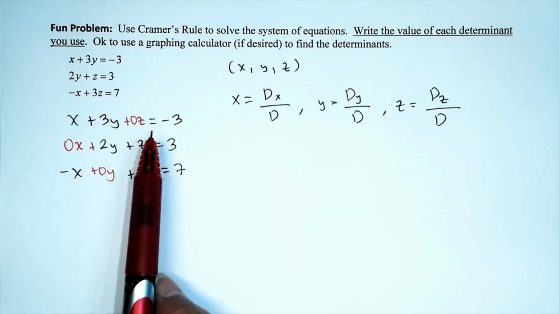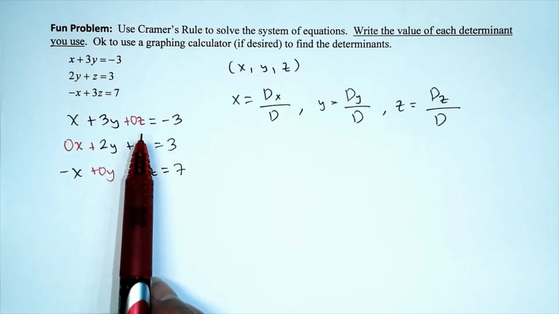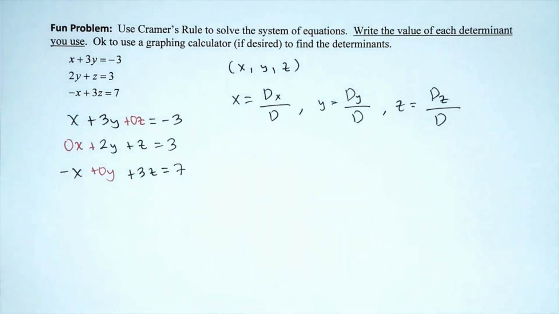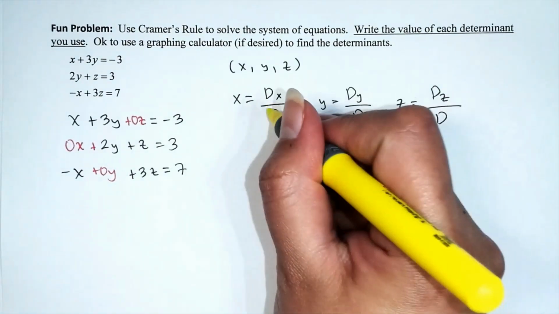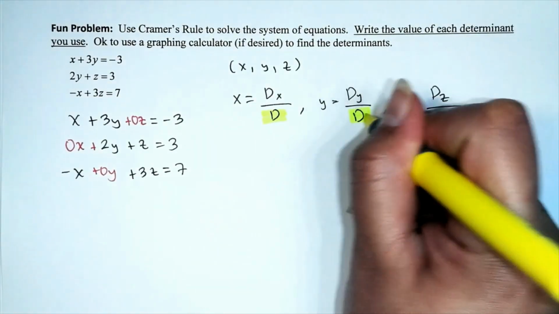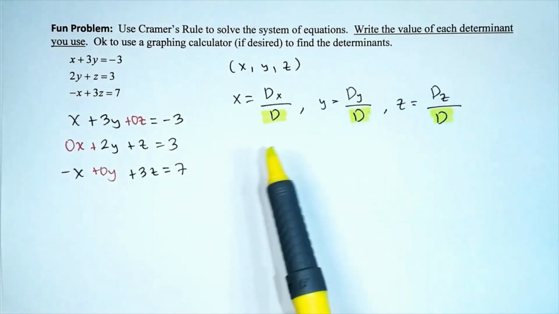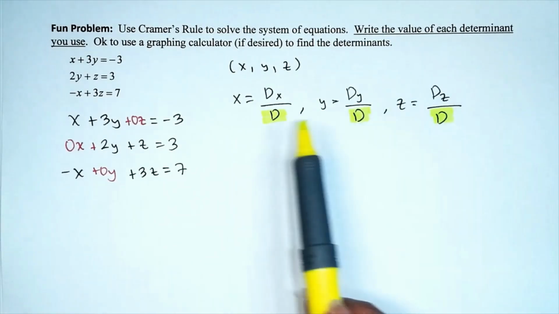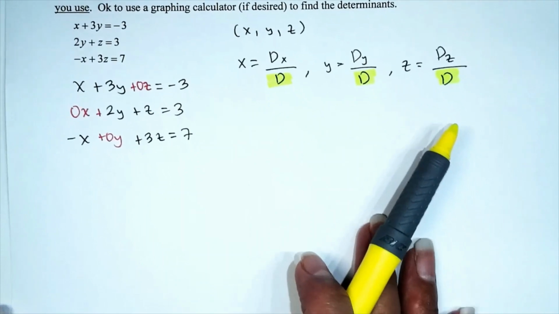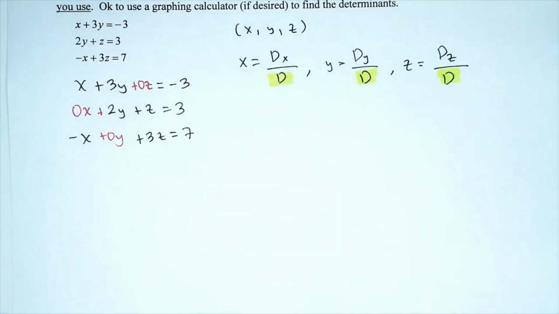See, I need it for my peace of mind. With that being said, to find x, y, and z, they all involve dividing by d. So before I invest a lot of time in finding dx, dy, dz, love yourself and find d first. So that's the only one that we may do all together.